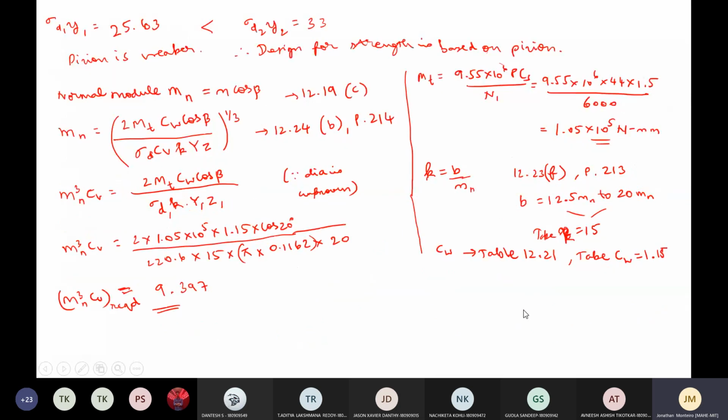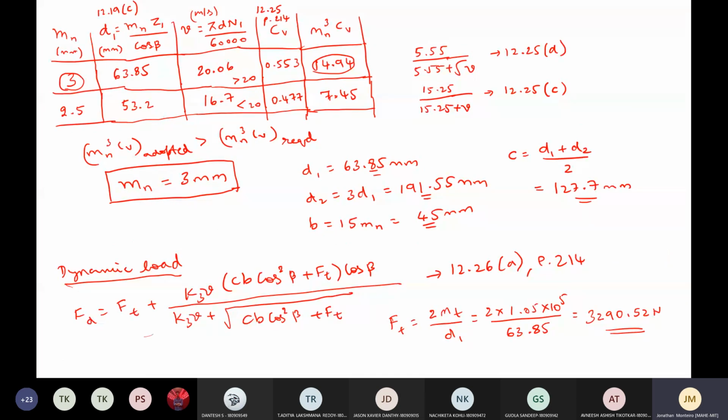Then the associated formulae, that is using the normal module, and we got the required one, 9.397, in the previous class. Then we did the iterations. We solved the iteration and found that a normal module of 3 mm would suffice for this particular problem. In this problem, there is an extension that we have to calculate the dynamic load and check for wear load also.